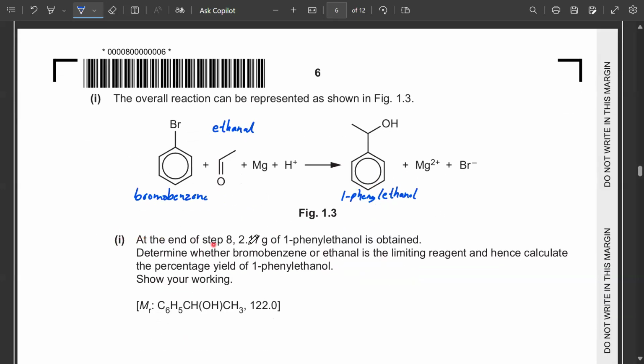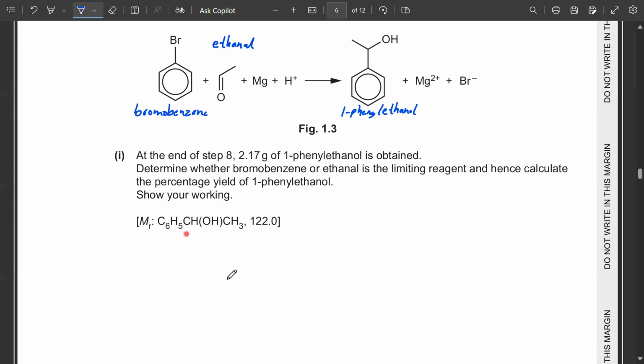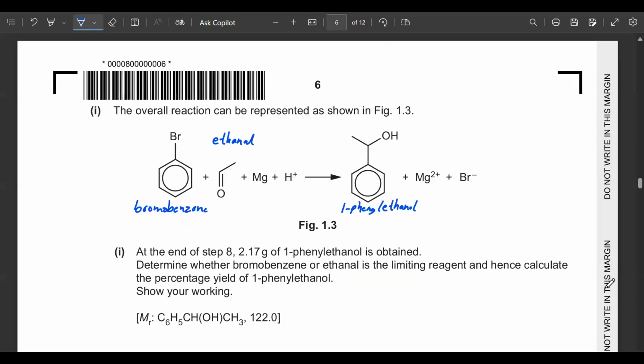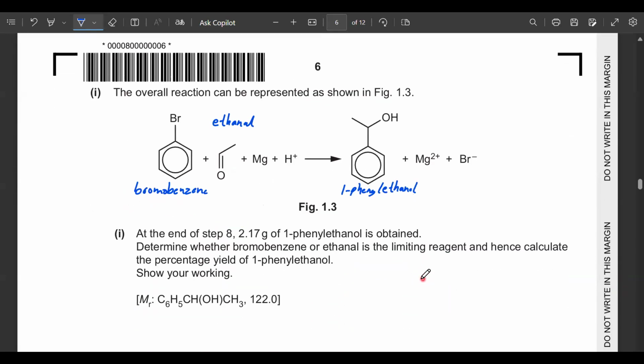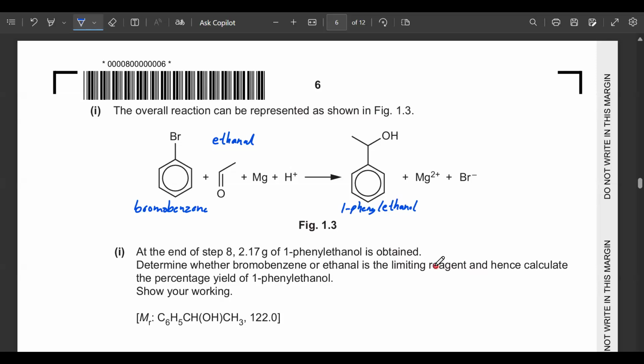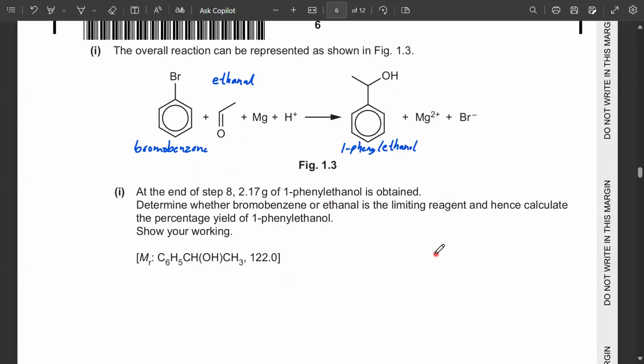At the end of the steps, 2.17 gram of 1-phenyl ethanol is obtained. Determine whether bromobenzene or ethanol is a limiting reagent and hence calculate the percentage yield of 1-phenyl ethanol. Show your working. Now here we have this final equation, and we have to identify which of these two, bromobenzene and ethanol, is a limiting reagent.